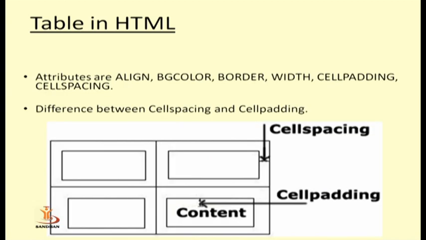Now in a table tag, we are going to discuss some attributes of the table tag. The attributes in the table tag are align. The align attribute is used for alignment of your content. It could have values left, right or center, or somewhere it is justify as well. The next attribute is background color. Once you set background color, your table will come with some background.